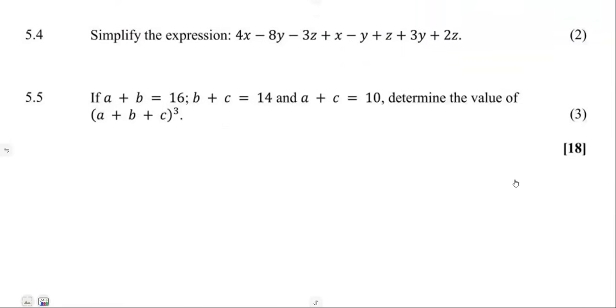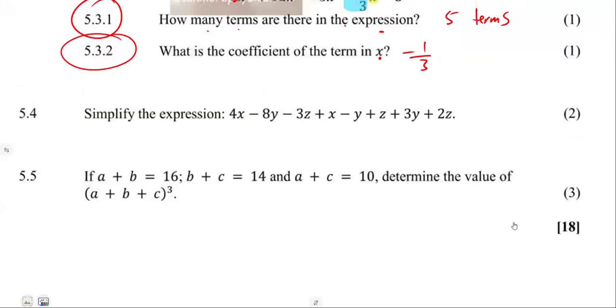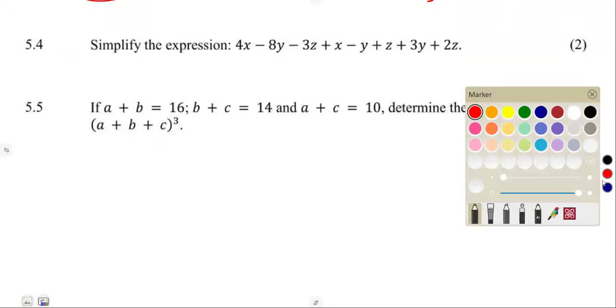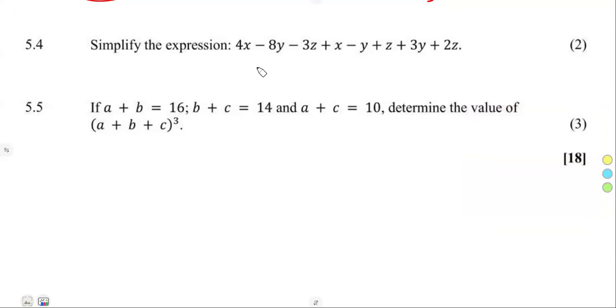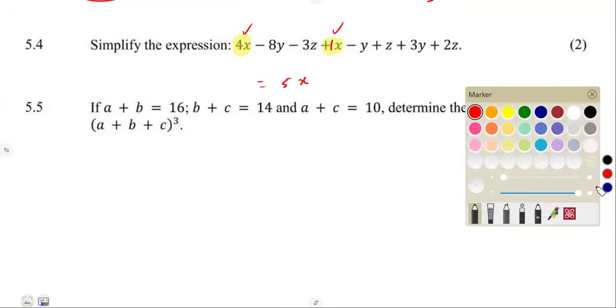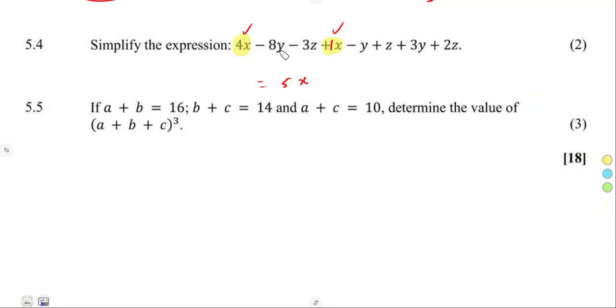Then let's consider 5.4, simplify this expression. All right, there is just about the like terms. Just considering the like terms, the terms in x. So there is 4x, there is x. That is the only part that we have with x. So simply add 4x plus 1x. That is going to give us 5x. Then we consider the terms with y there. We've got minus 8y minus y plus 3y in this case.